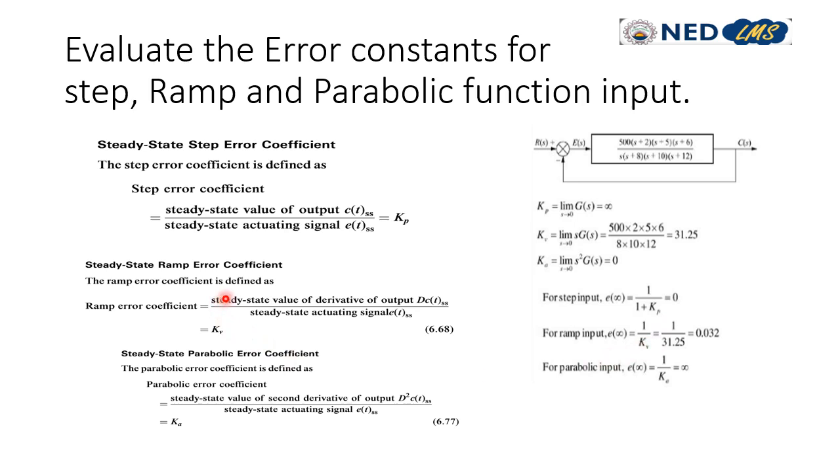We can also define error coefficients as the ratio of the steady state value of the output to the steady state value of the actuating signal for the step function input. Similarly, we can define the steady state ramp error coefficient as the ratio of the steady state value of the derivative of the output because of the ramp function input to the steady state actuating signal E(t), and similarly we can define the parabolic error constant in the same fashion.